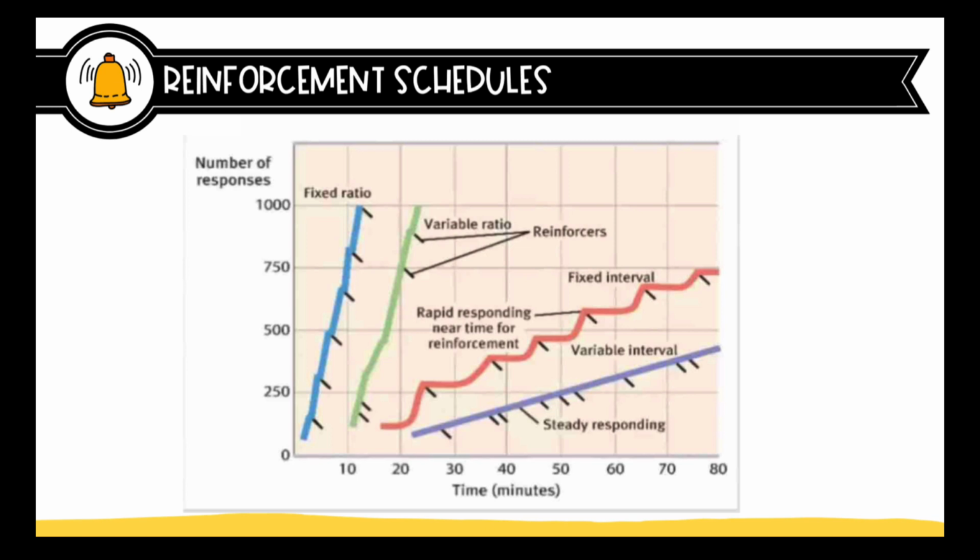Whereas with variable interval, there's a very steady responding, because you just don't know when you're going to get the reinforcement that is coming, but you know it's coming. Therefore, you're more likely to respond.